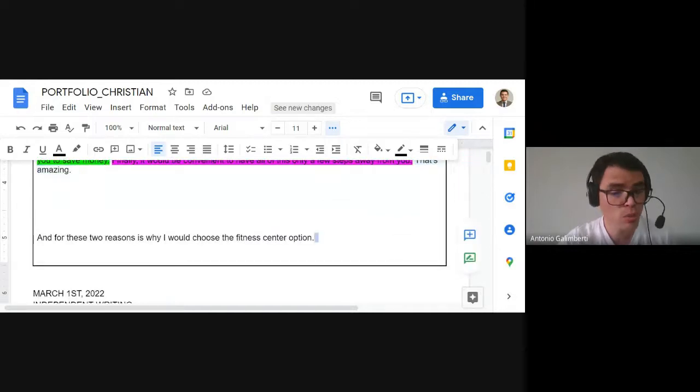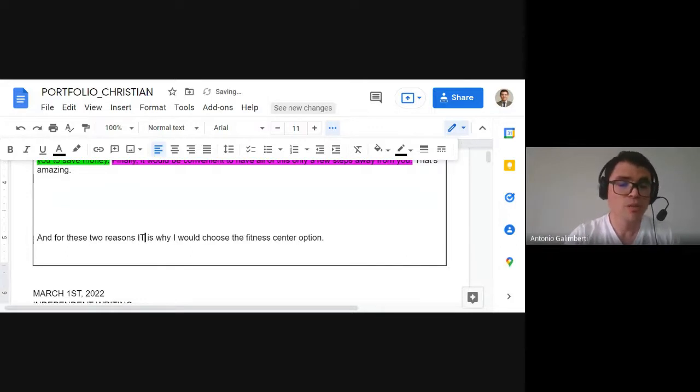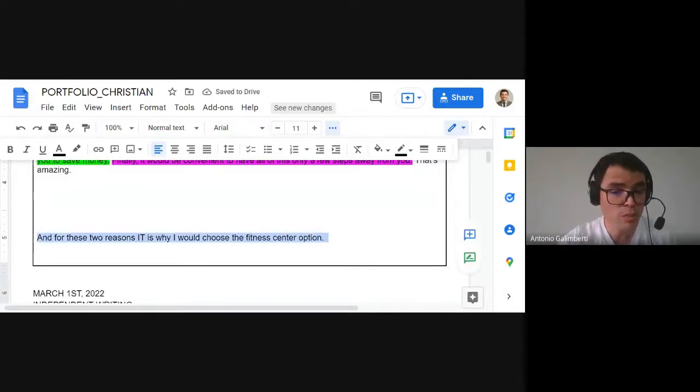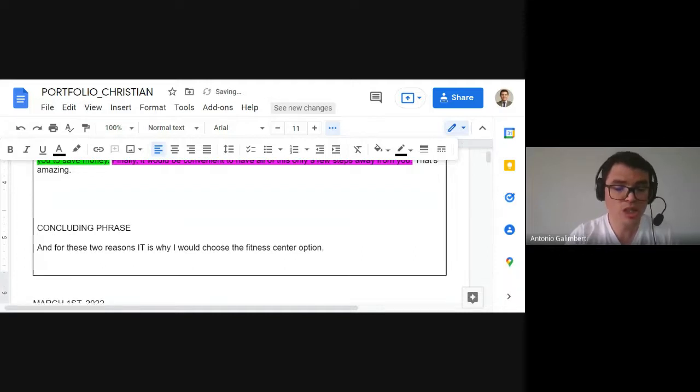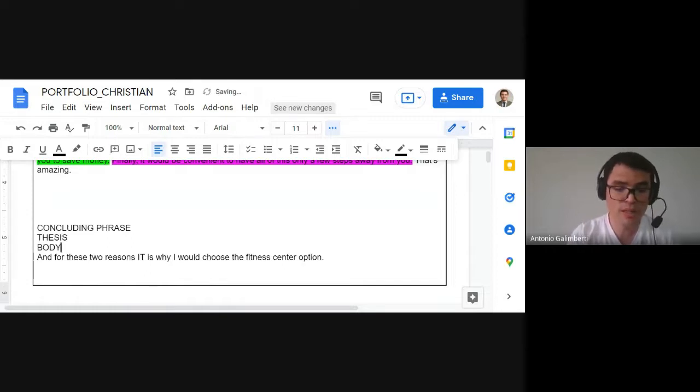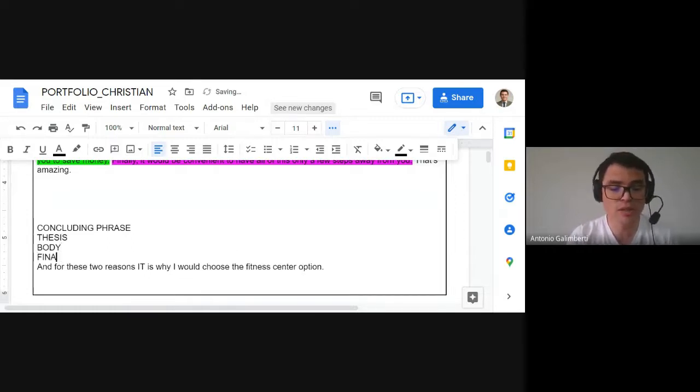Now, the conclusion, we need to work on that. And for these two reasons, it is why I would choose the fitness center option. Okay, so this is not a complete conclusion. Remember, here we need a concluding phrase. After that, we need to paraphrase the thesis statement. Then we need to summarize the body, and your final thoughts have to be there also, motivating people to act or encouraging people to think about your main ideas.